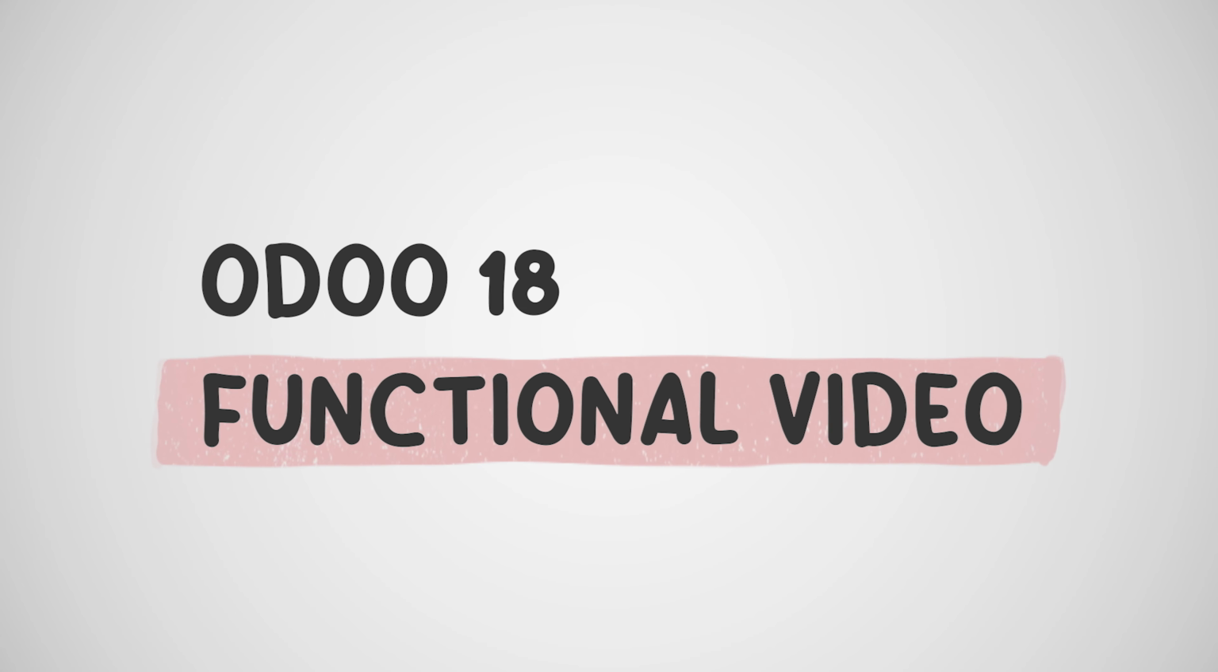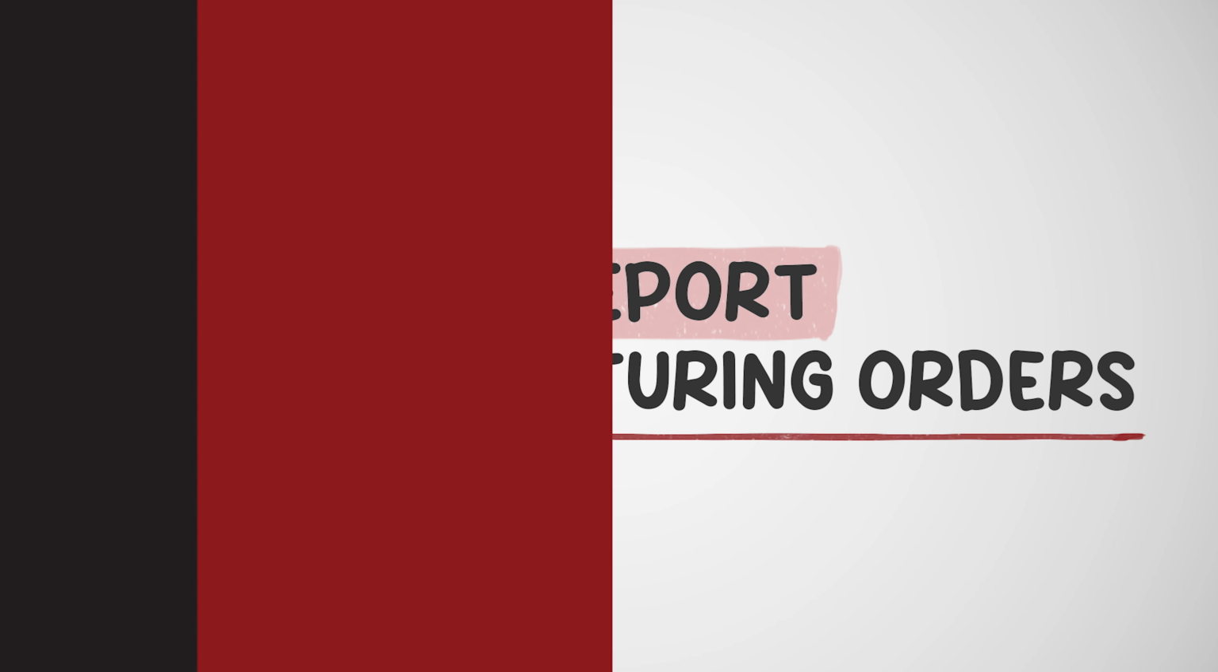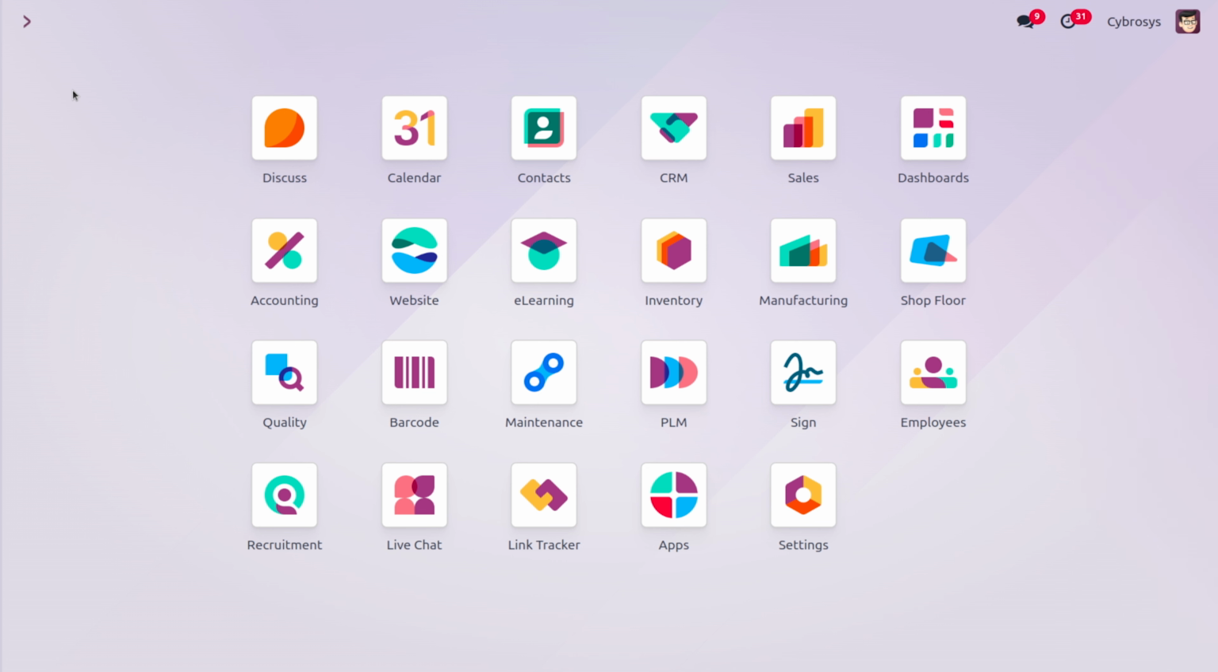In today's video, we will discuss the allocation report in manufacturing. An allocation report in manufacturing is a crucial document that provides a detailed overview of how resources, materials, or finished goods have been assigned or allocated to specific production orders, sales orders, or other relevant entities. This report is essential for efficient production planning, inventory management, and resource optimization.